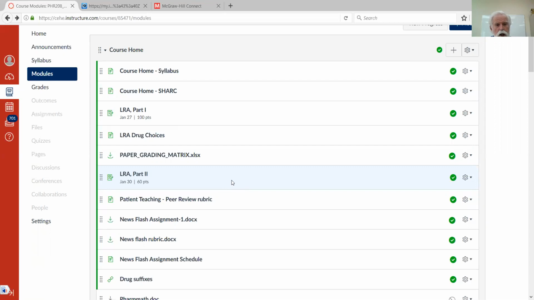So what I would like to do is have you go to your shell and bring up the modules. And I'd like to start with the module that's called Course Home. You'll note that there is a copy of the syllabus there. There's also a syllabus on the sidebar. They're the same. We have the LRA Part 1. Let's go to that immediately.